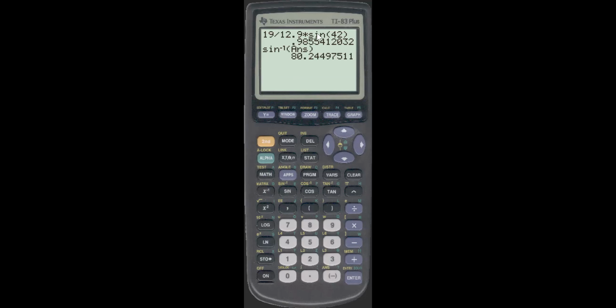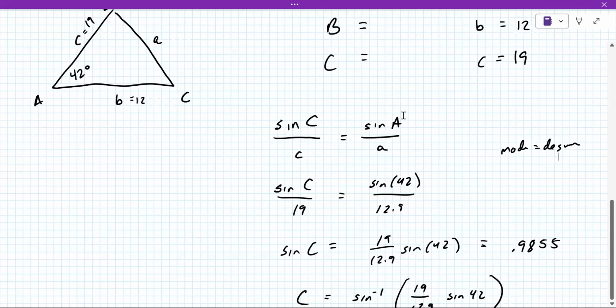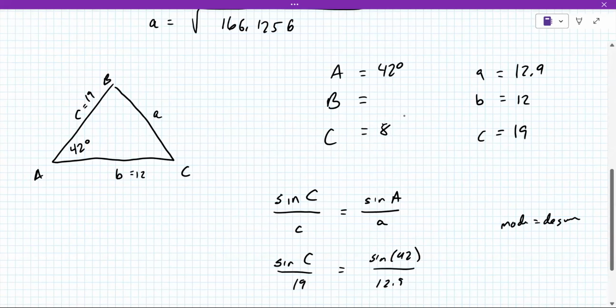Great. Okay, so I'm going to go back to the other screen. And this is really good news because once we found the other angle, 80.2 degrees, we can find the third angle, but we don't need to use law of sines. It's a triangle. All three angles add up to 180. So you just subtract these two angles from 180 and you get your missing angle there. Okay.